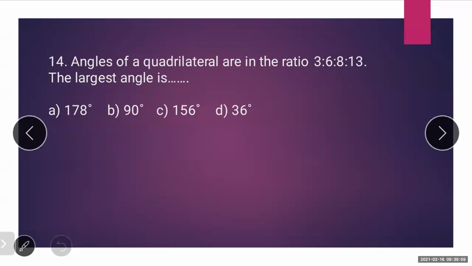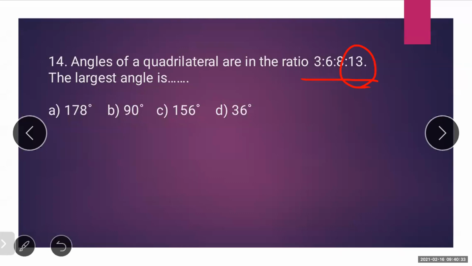3:6:8:13. You know that a quadrilateral has 4 angles, so here they have given 4 ratios. Now the question is, what is the largest angle? Obviously here in the ratio 13 is the largest one. But along with the 13 there is a common multiple, and that common multiple you need to find out first.